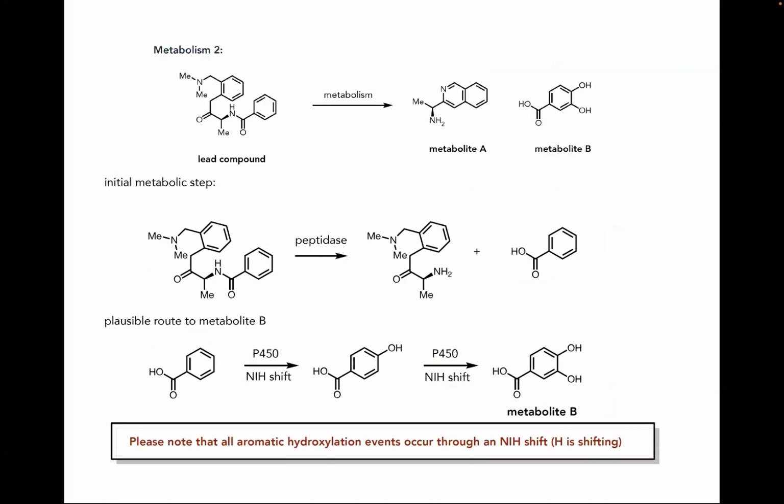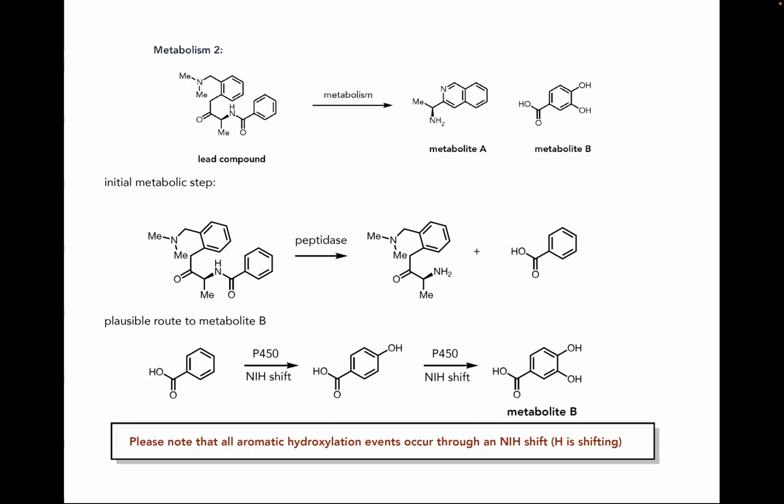Okay, so now we go on to metabolism, the 2 problem. So the second one. Again, this is going to start with something very similar to what we did last time. You're going to have, in this case, a peptide or an amide that you're going to break apart, and so you're going to use a peptidase to do that. That's going to get you to the free amine and the carboxylic acid on the right, benzoic acid.